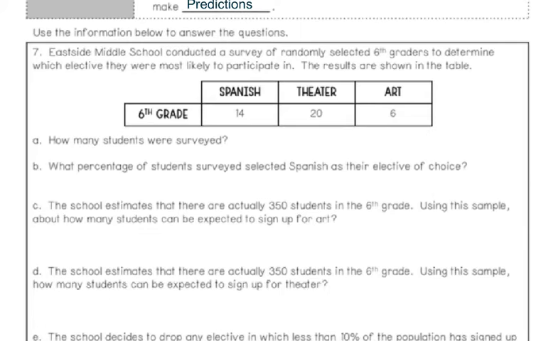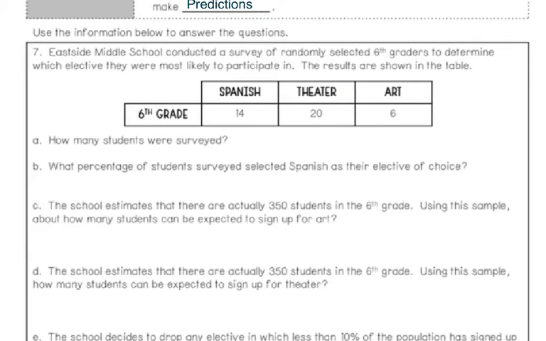We're going to use the information below to answer these questions. It says, Eastside Middle School conducted a survey of randomly selected 6th graders to determine which elective they were most likely to participate in. The results are shown in the table. So we can see in that table that only 6th grade students were surveyed, and they could choose either Spanish, theater, or art. So 14 students chose Spanish, 20 students chose theater, and 6 students chose art. That can also be seen right here in this chart.